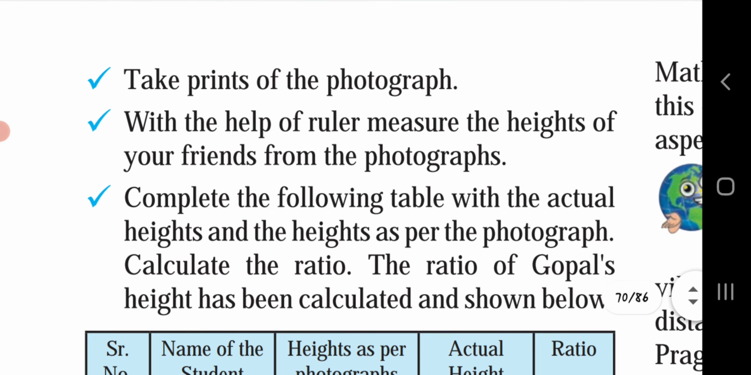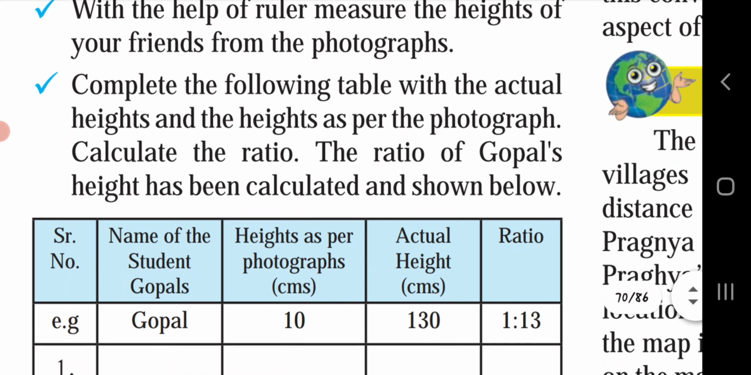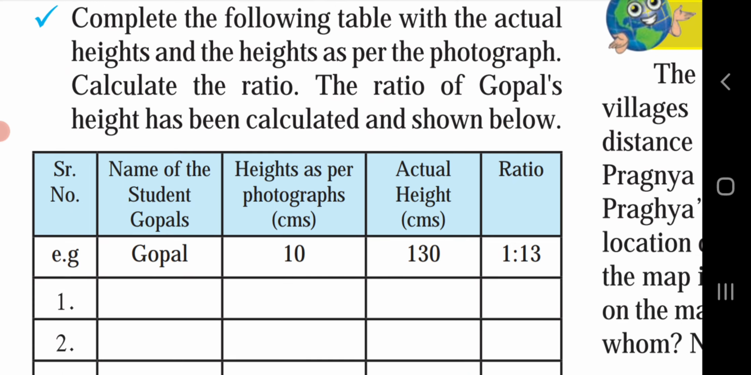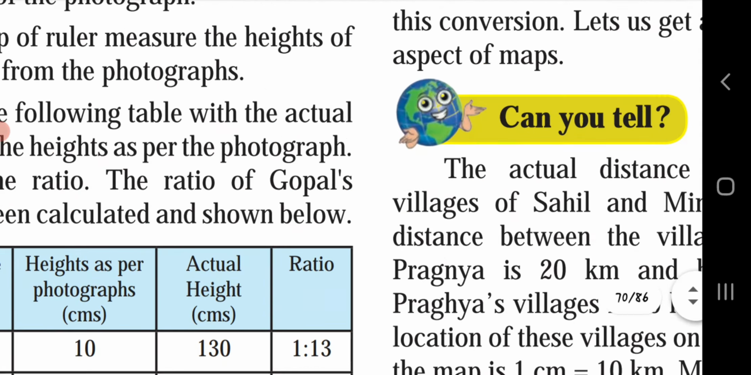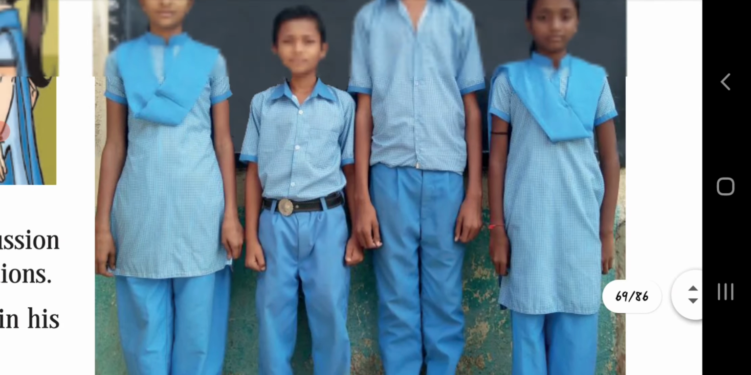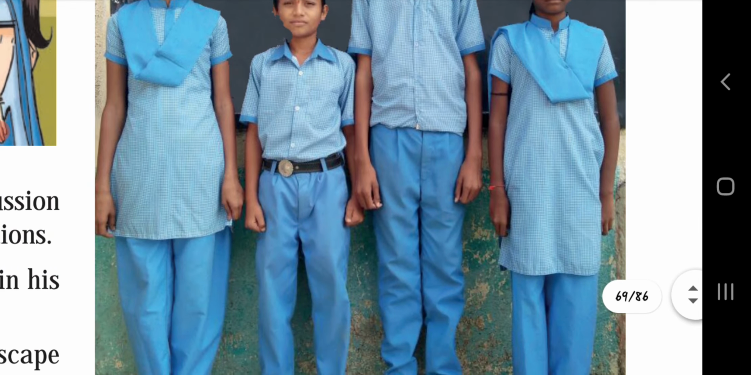Take prints of the photograph. With the help of the ruler, measure the heights of your friends from the photograph. Complete the following table with the actual heights and the heights as per the photograph. Calculate the ratio. The ratio of Gopal's height has been calculated and shown below. So here you can see the example: Gopal, height in photo 10 cm, actual height 130 centimeters, and the ratio is 1:13. Like this we have to find out the other 3 members' heights in centimeters according to the photo which we had clicked and according to the actual height.